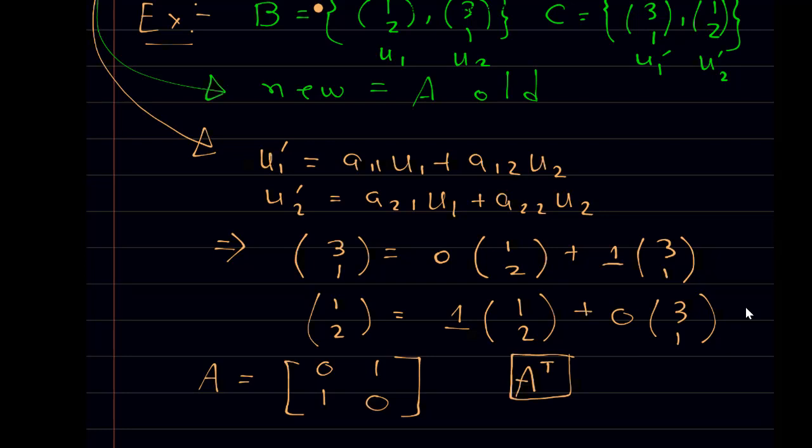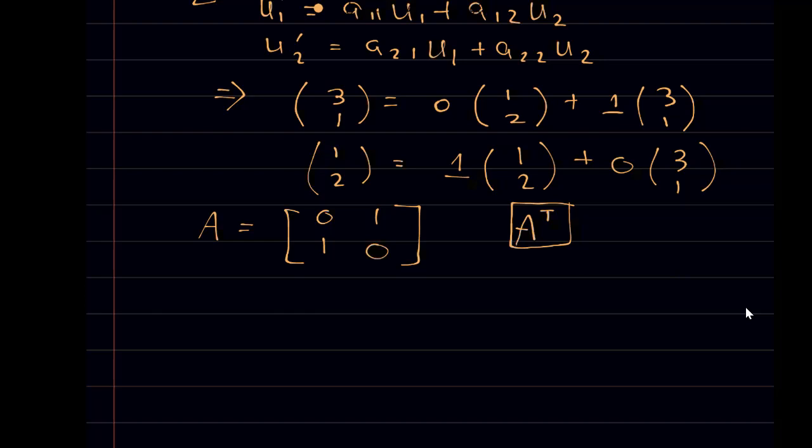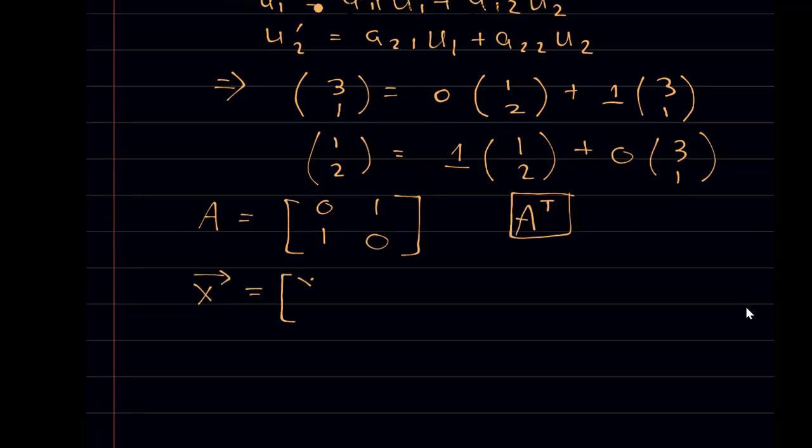The next part of the proof is that, consider you have a vector X. Now this vector X has two coordinates, say x1 and x2. As you can see, these coordinates are in the old basis. So I can expand X as x1 u1 plus x2 u2.